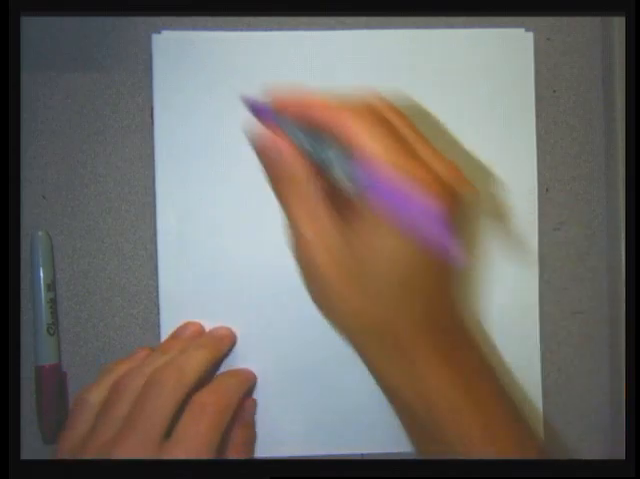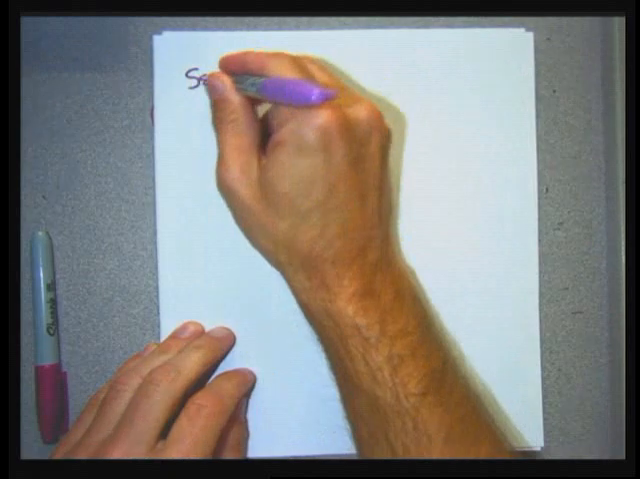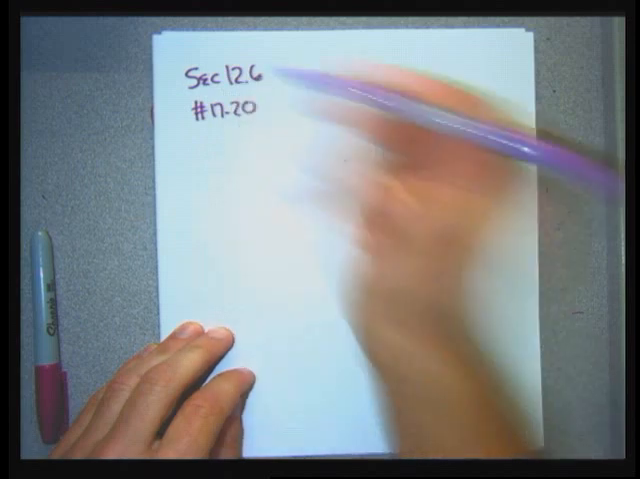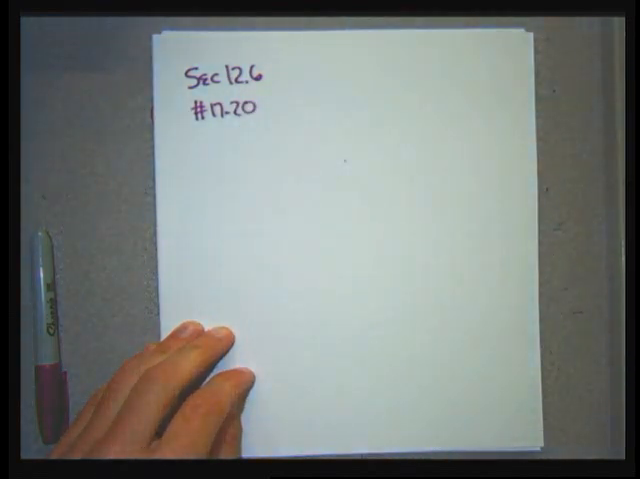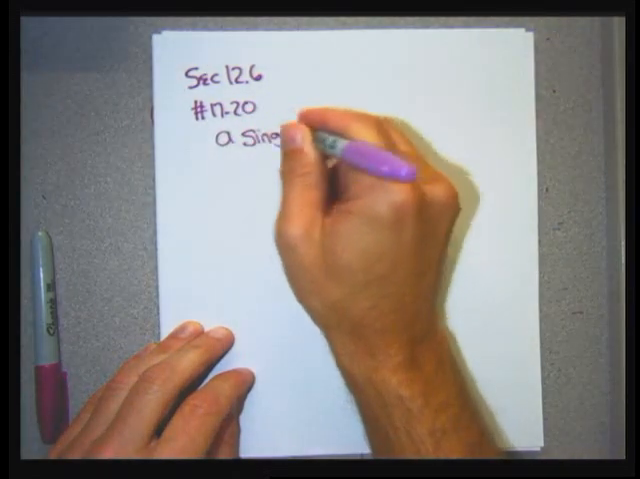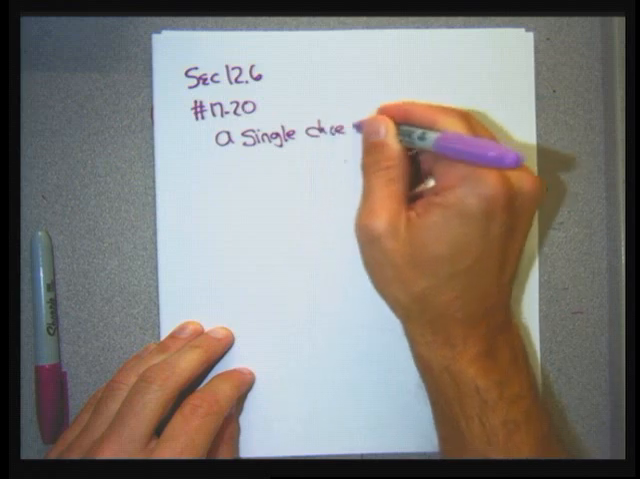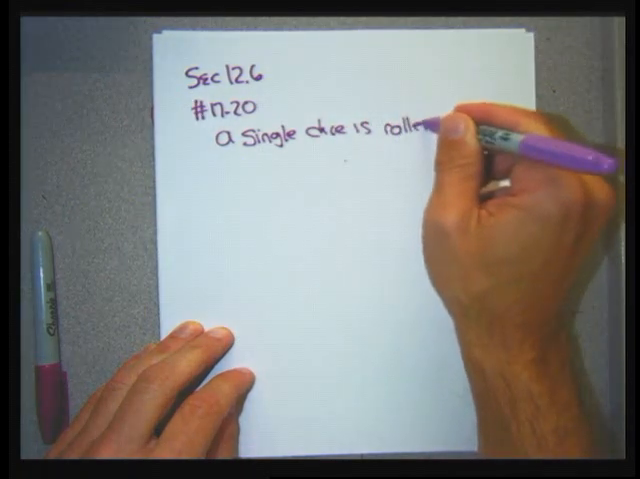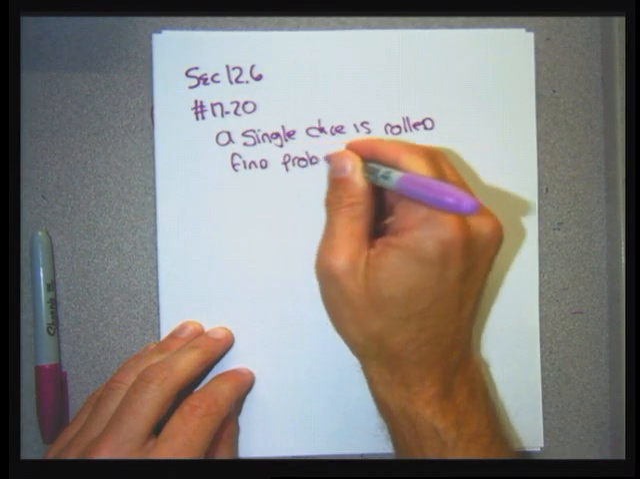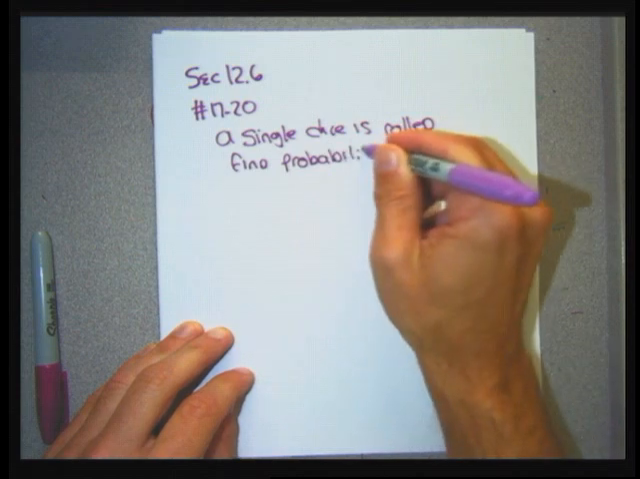So the nice thing about a few of the problems in this section is they can be done with the skills that we already have. And that's the case for problems 18 and 20. So in section 12.6, problems 17 through 20, of which 18 and 20 sit in, it says a single dice is rolled. Find the probability of. And we've already done this. I'm pretty sure. We did double dice anyways, which is harder.